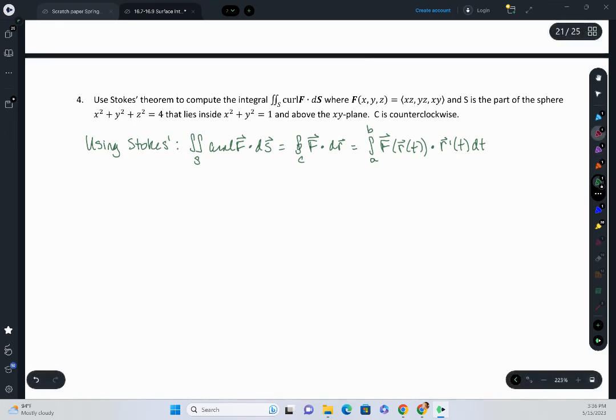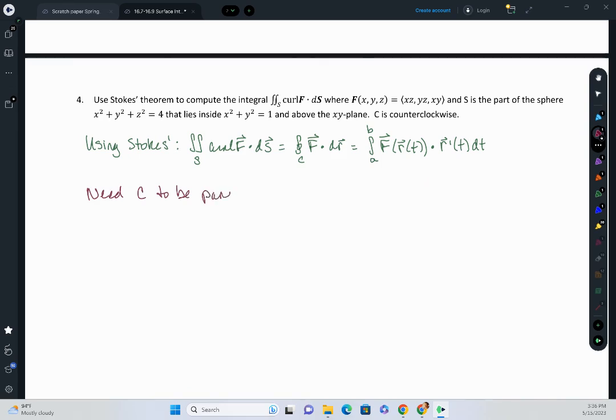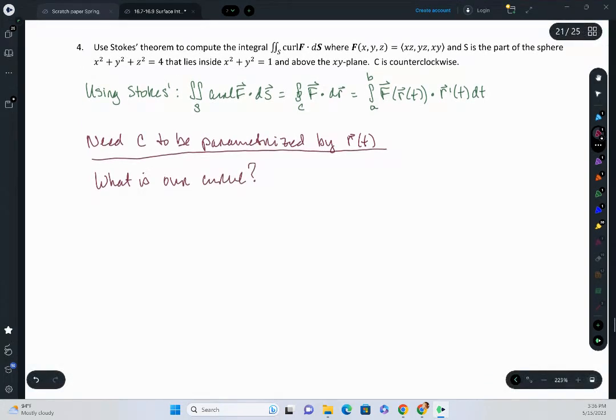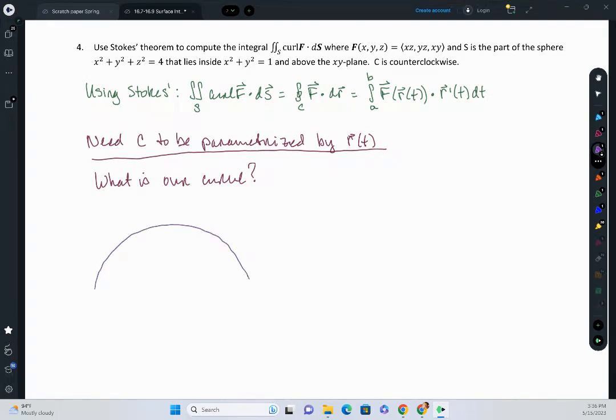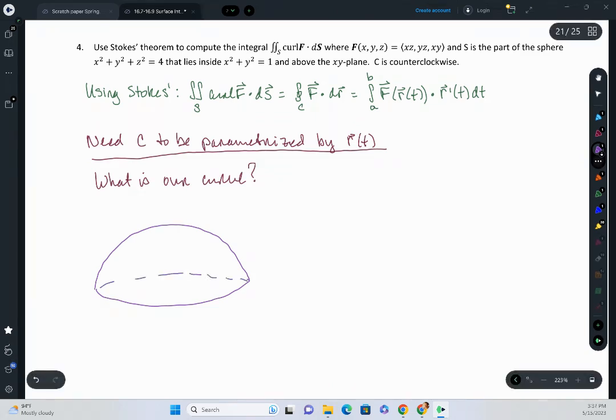All right, so let's see. We need C to be parametrized by r of t. But the first question to ask is, what is our curve? Well, the best way to answer that is to draw what we have. So we're given that we have a sphere above the xy plane. So that's a hemisphere. I'm going to draw this kind of big. All right, there's our hemisphere.